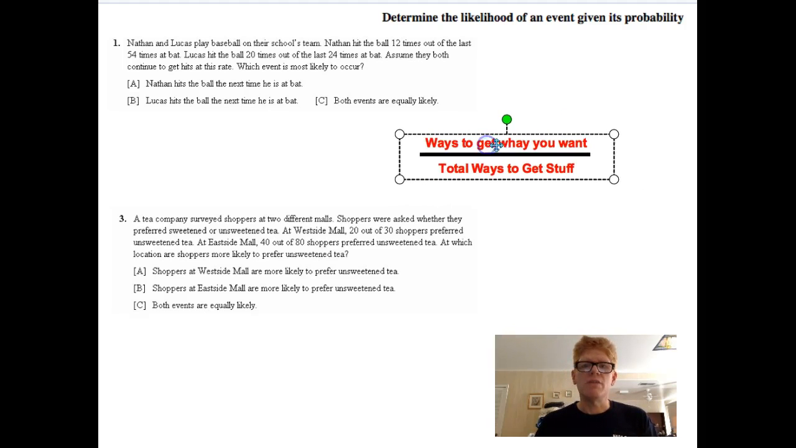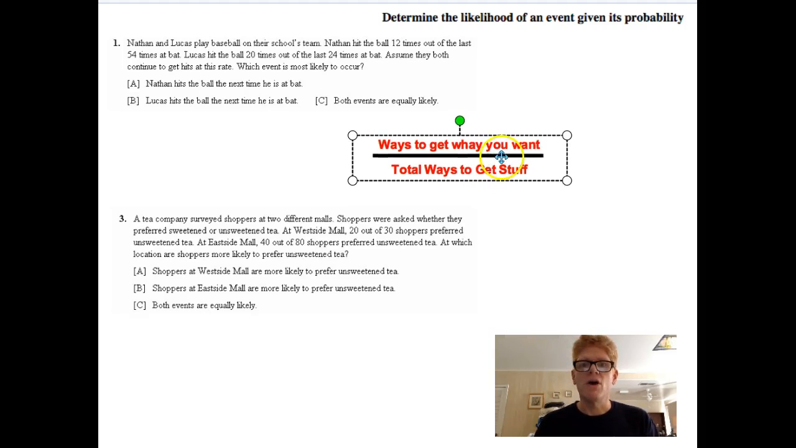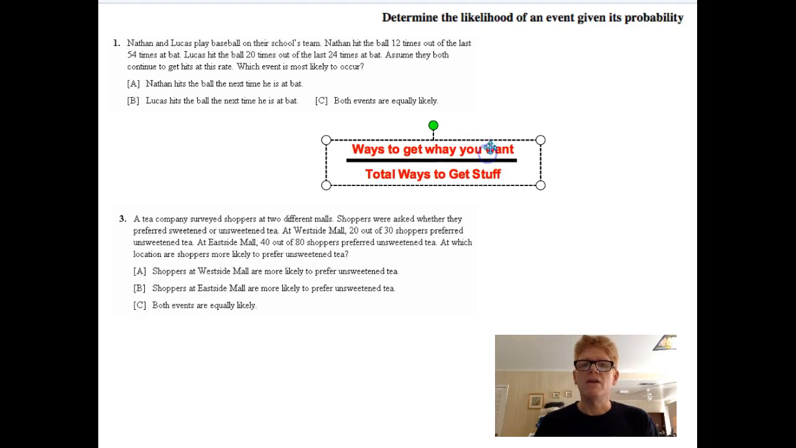At its simplest, probability boils down to this: looking at the ways to get what we want over the total ways to get stuff. Now, ways to get what you want can be ways to get what you're interested in, or ways to get what you don't want, like the way you don't want to get the flu, over the total ways to get the flu. But we're talking about the ways to get what you're interested in over the total ways to get stuff. So let's look at this with respect to Nathan and Lucas.